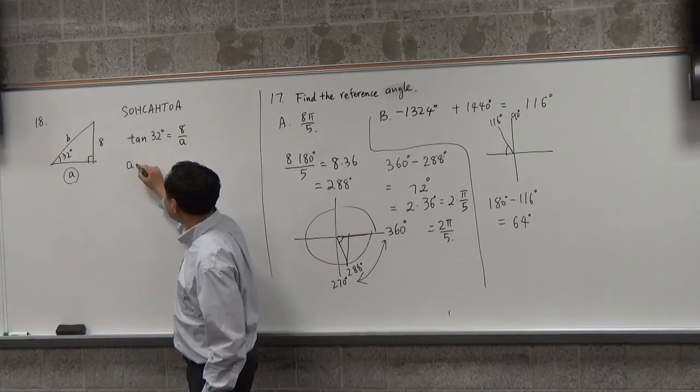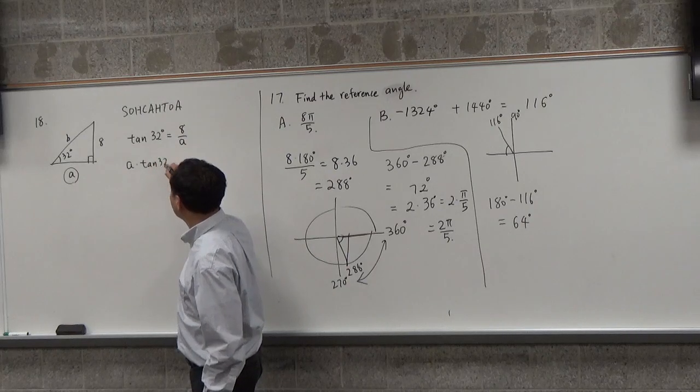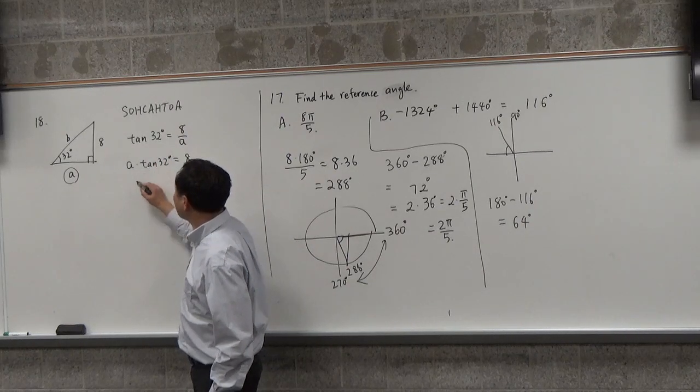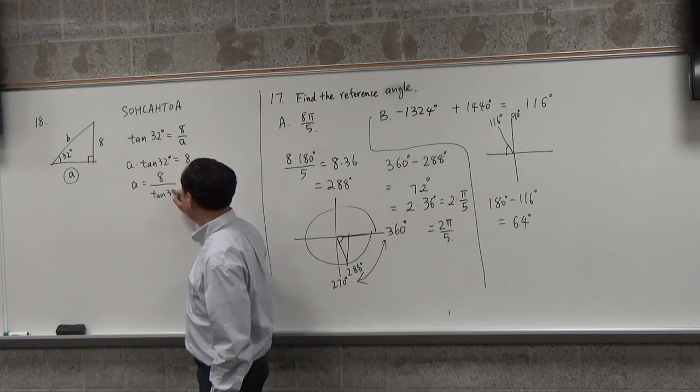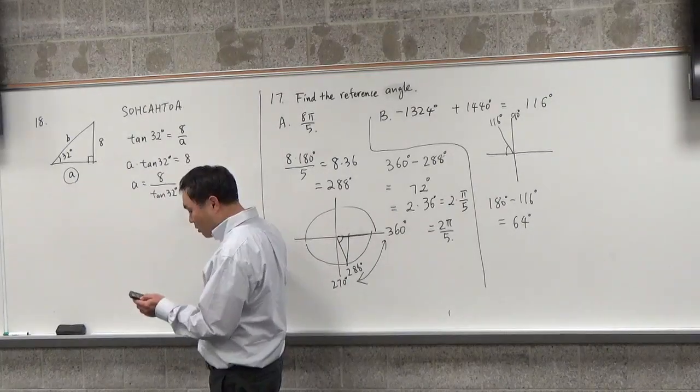Multiply A on both sides, and then you divide by tangent 32. And you just punch this into your calculator. 12.8.